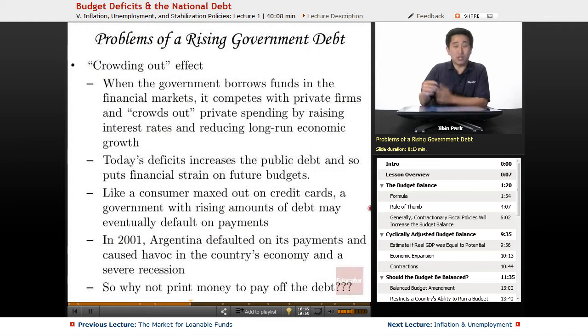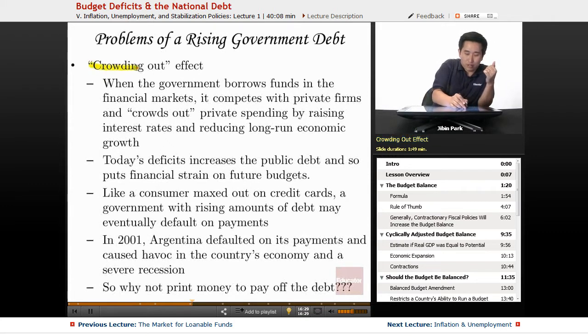Okay, so why is it wrong to have a lot of government debt? In theory, if you're making payments on time and you're not defaulting, then what's the problem? Well, there are some issues with that. The first one is this crowding out effect. When the government borrows funds in the financial markets, it competes with private firms and therefore crowds out private spending by raising interest rates and reducing long-run economic growth.